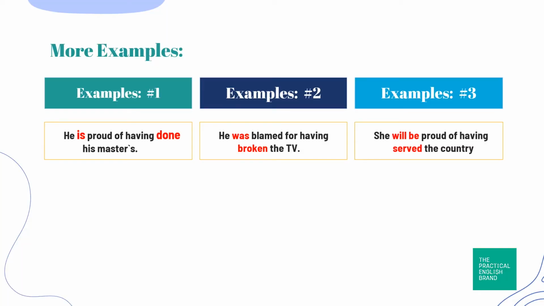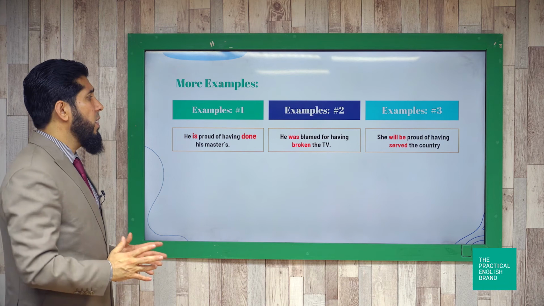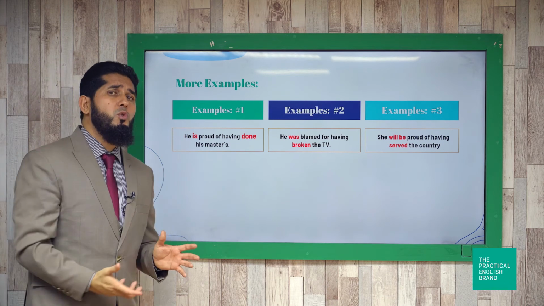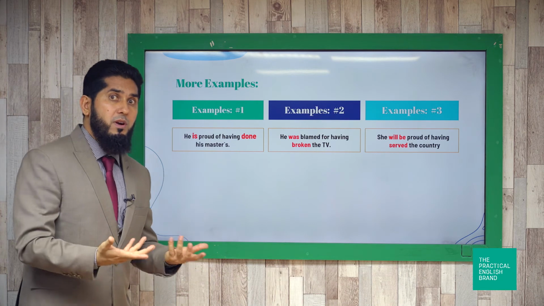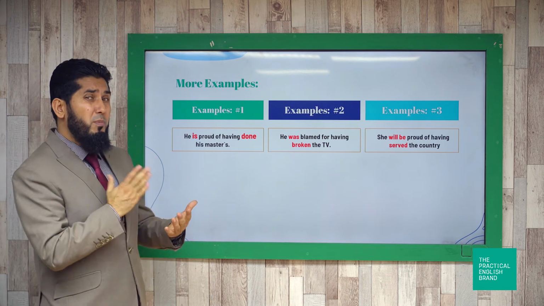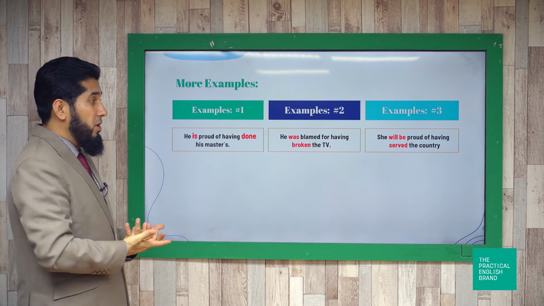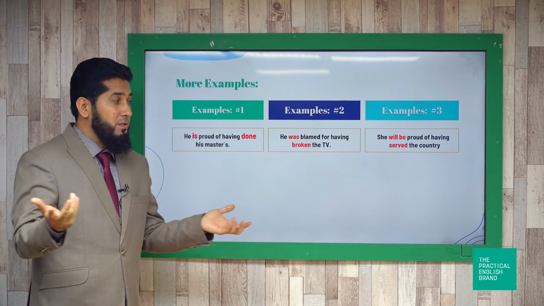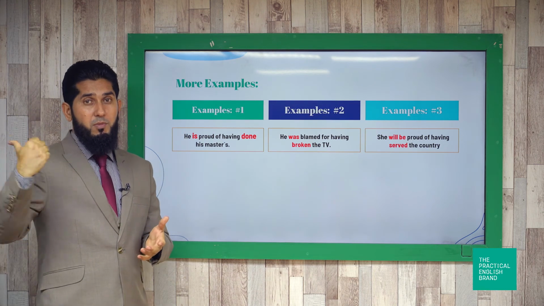And finally, look at the third example. She will be proud of having served the country. Let's say she serves the country now. She works as a pilot or as a soldier in the National Army, or with the police department or something, okay? She will be proud of this in the future. When she retires in the future, she will be telling stories to her friends that I used to serve my country in the past.